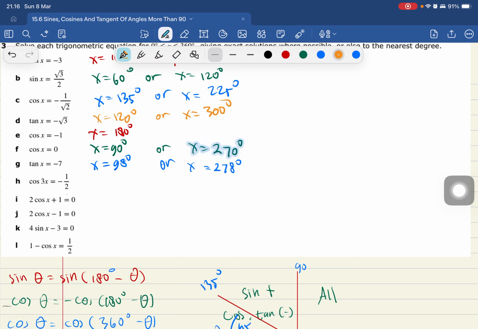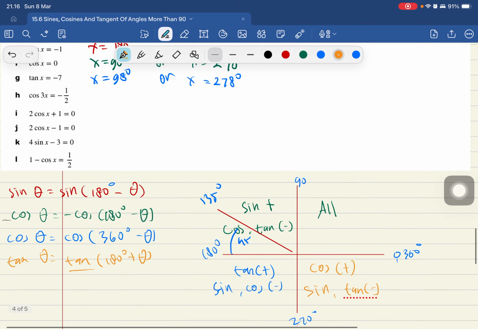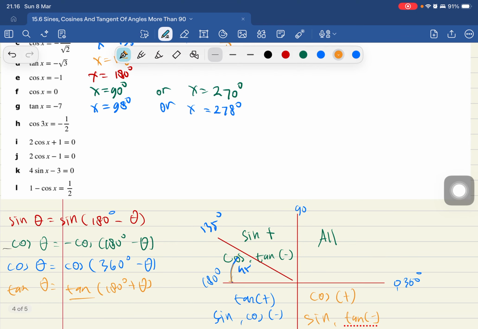Look here, we got cos 3x equal to negative 1/2. The negative 1/2 reference angle is 60 degree, but for negative we will use the second quadrant. So if this is 60 degree, it is 120. So you can write 3x equal to 120.